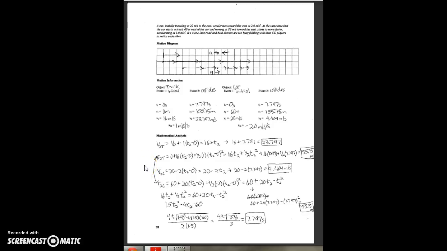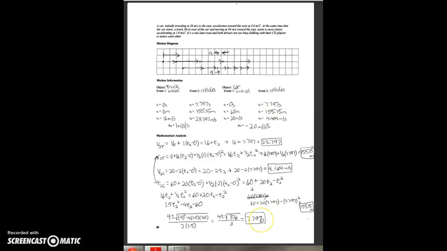We're also looking for time, so what I did is I took the two position equations and set them equal to each other because they both stop or collide at the same time. So they're going to have the same time too. And so once I set those equal to each other, I moved everything over to one side and then used the quadratic formula to solve for time 2, which was 7.79 seconds. So that was time 2 for both the truck and the car.